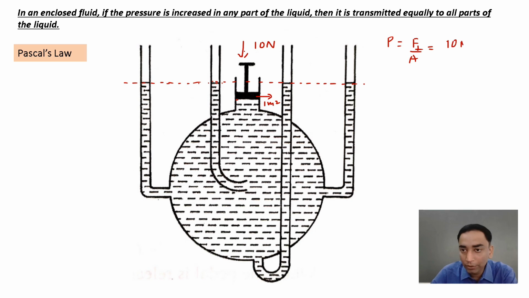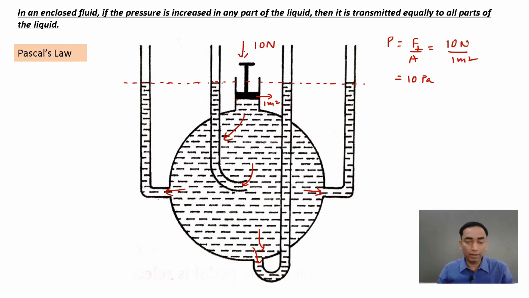So that is 10 Newton divided by 1 meter square. So the answer is 10 pascals. Now the 10 pascals is going to be transmitted everywhere. So the 10 pascals pressure would be transmitted over here, here, here, here, in all the open ends of the pipe which are connected to the spherical container.